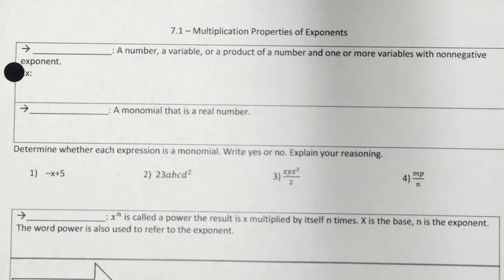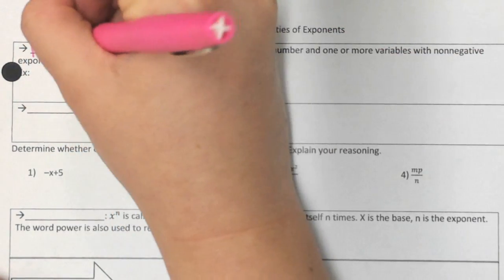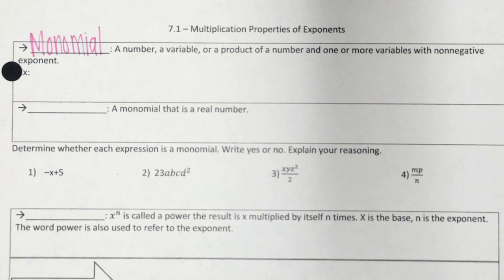Alright, so today we are starting a new unit on exponents. There's a lot of vocab, unfortunately, in this unit. Each box is a vocab term, so let's fill it in. The first one is called a monomial.